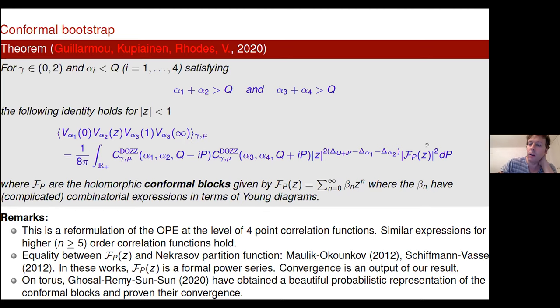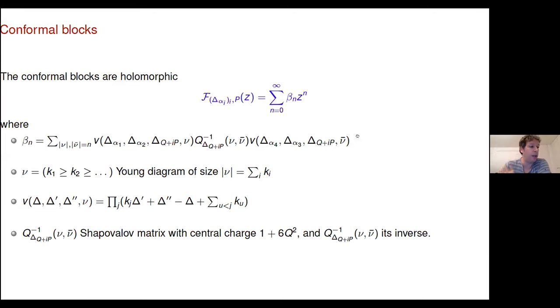Also, there's a program right now going on at Columbia University on giving probabilistic expressions for these conformal blocks. There's a first paper on the arXiv by Guillarmou, Remy, Sun, who have obtained beautiful probabilistic expressions, of the same flavor as ours for the correlation function, for the conformal blocks. Okay, so now I'm running out of time.